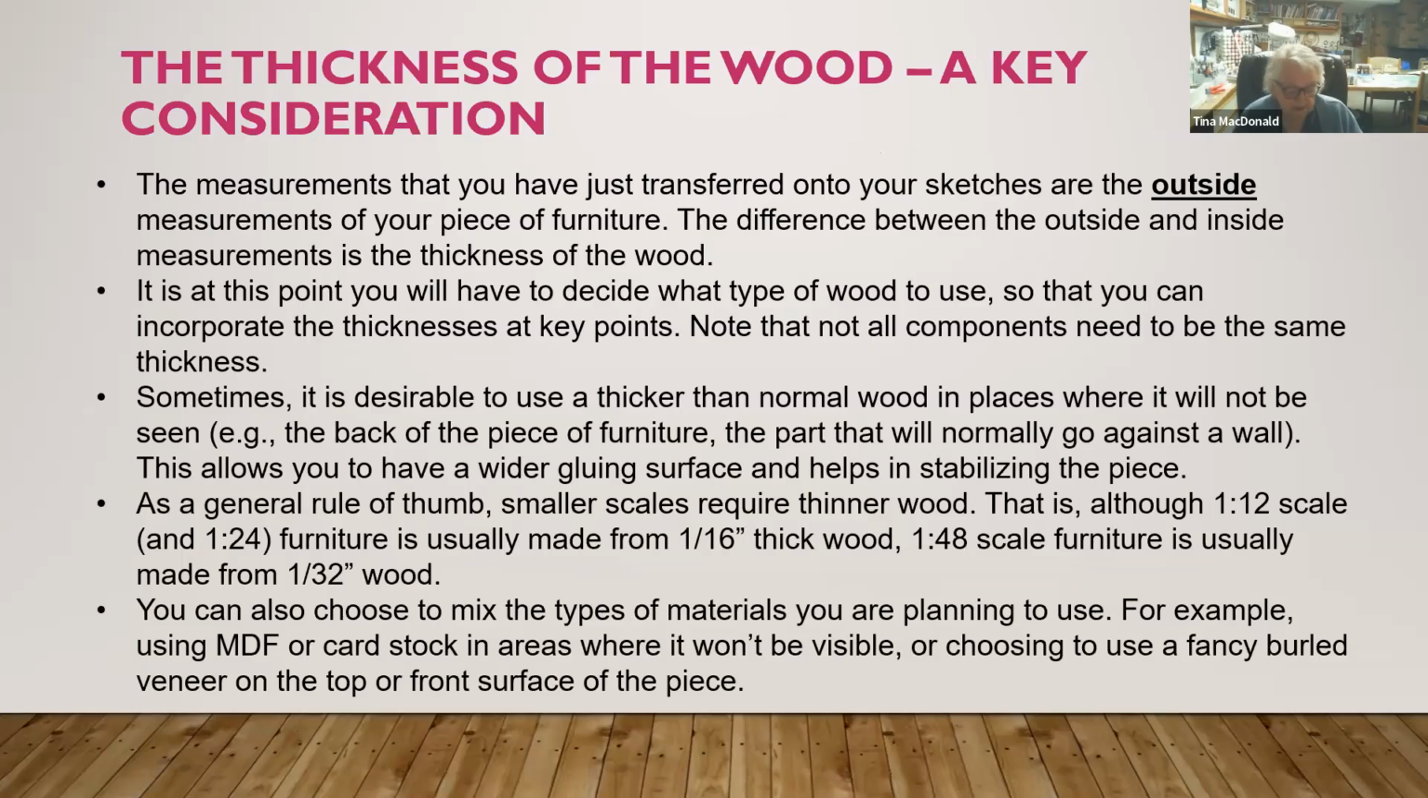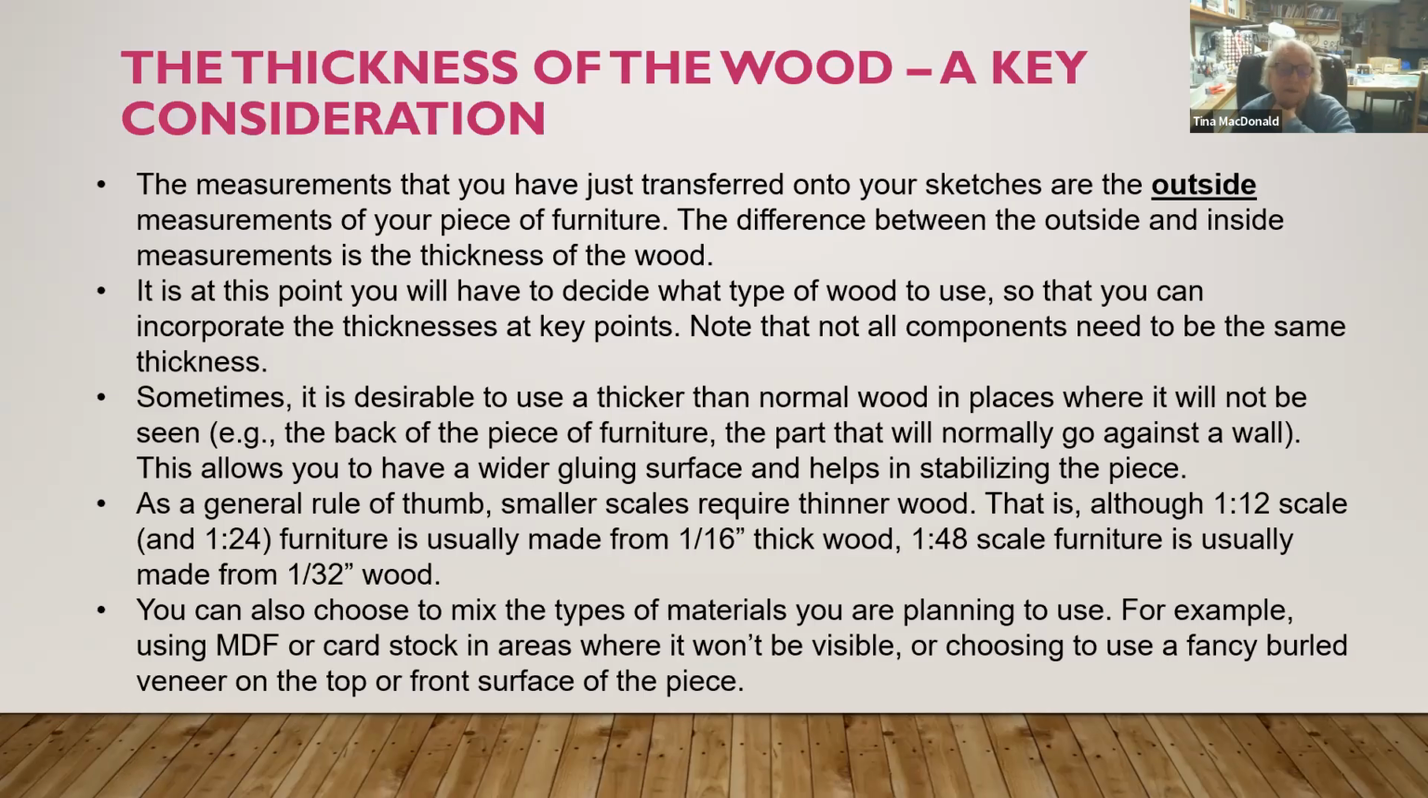Something that is really important to consider when you're designing furniture is the thickness of the wood. The measurements that you've transferred onto your sketches are the outside measurements. The difference between the outside and the inside is the thickness of the wood. And you will have to decide what kind of wood to use. Now, sometimes this works backwards. Rather than saying, I would prefer to use X, you go look at your wood types and say, oh, I guess I'll use this one. So then you measure it to find out how thick it is.